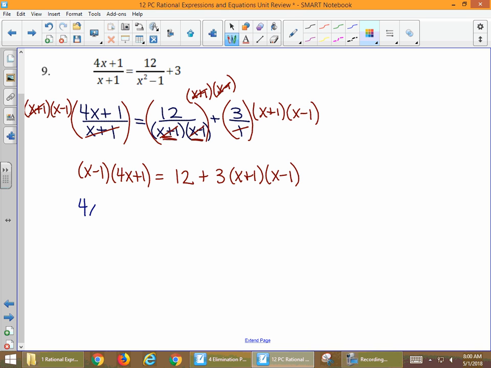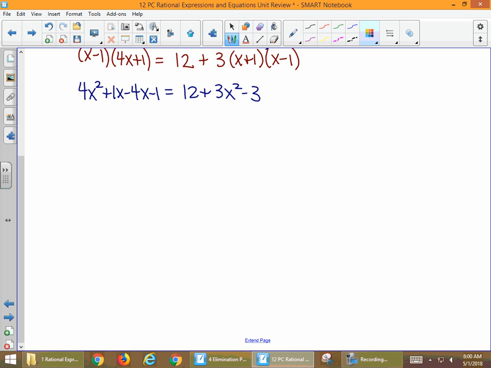Okay, so here I have 4x squared plus 1x minus 4x minus 1. This guy here is x squared minus 1, I know that, so this is plus 3x squared minus 3. And over here, just shorthanding this, 1x minus 4x, that's negative 3x. Okay, now I'm going to get everything on the same side. I like my squares to be positive if at all possible, so I'm going to move my 3x squared this way.